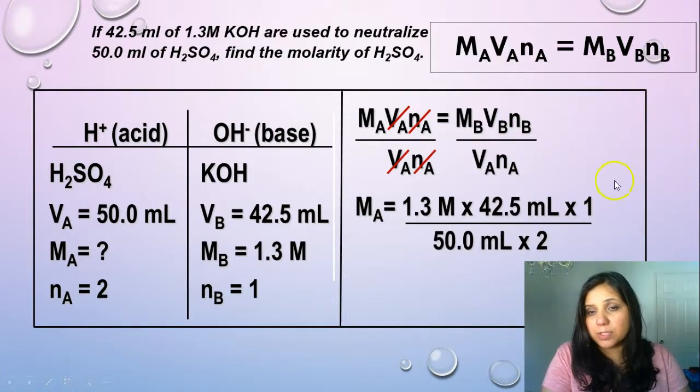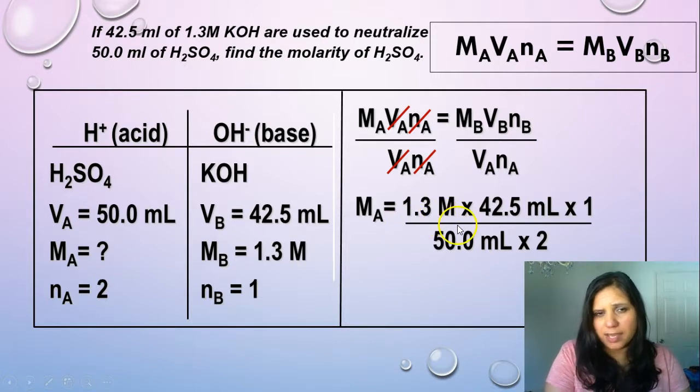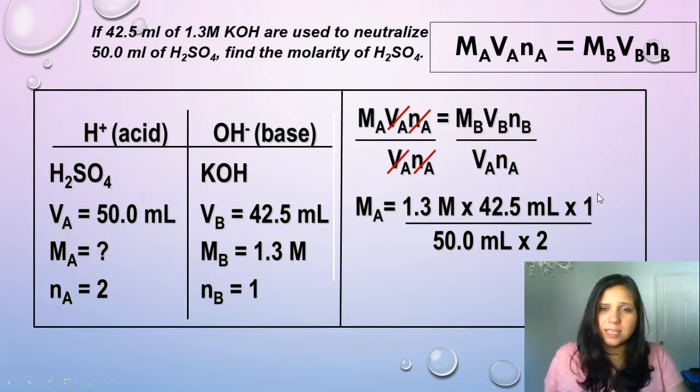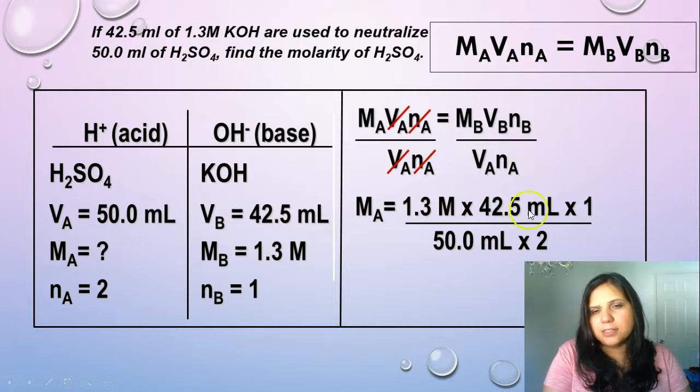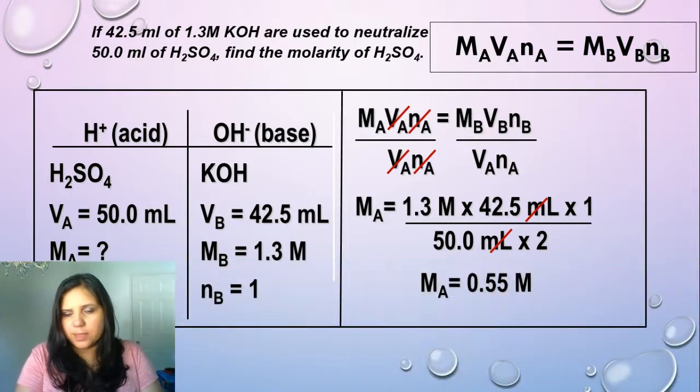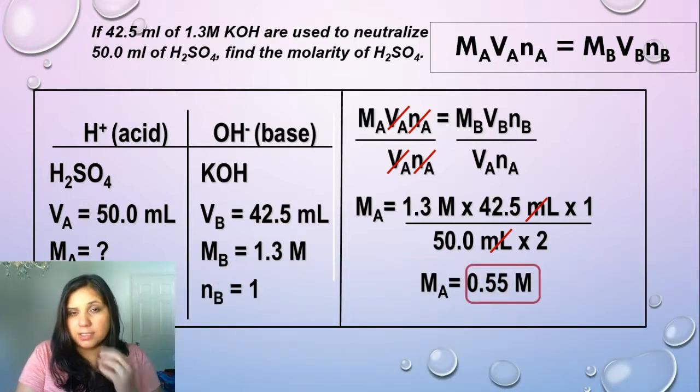Okay. For significant figures, we just look at the molarities and the volumes. The number of H pluses and OH minuses, well, that's counting, so that's unlimited sig figs. And because our volumes are the same unit, those cancel. Okay, and then we just do the math, and we get 0.55 molar. So that is our final answer.